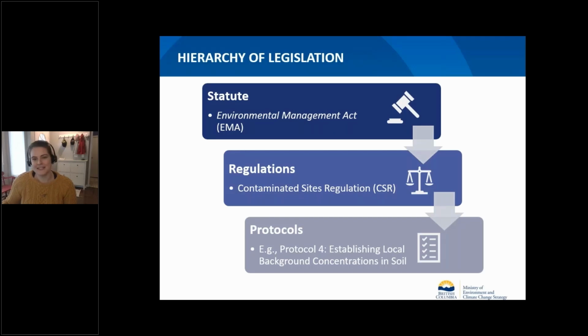Starting with the hierarchy of legislation, there are three broad levels of law in contaminated sites. At the highest level are laws passed by the Legislative Assembly in British Columbia. These laws are also called statutes. An example is the Environmental Management Act, also known as EMA. An act sets out high-level requirements and creates authority for subordinate legislation to be enacted, like regulations. A regulation fills out the details of an act. EMA gives authority to the Minister and Lieutenant Governor and Council to make regulations. An example that you may be familiar with is the Contaminated Sites Regulation, or CSR.